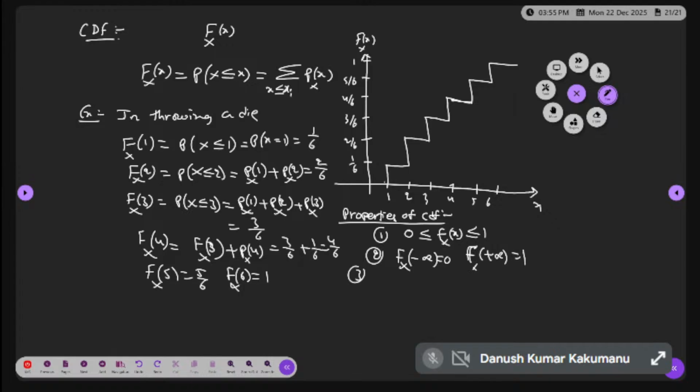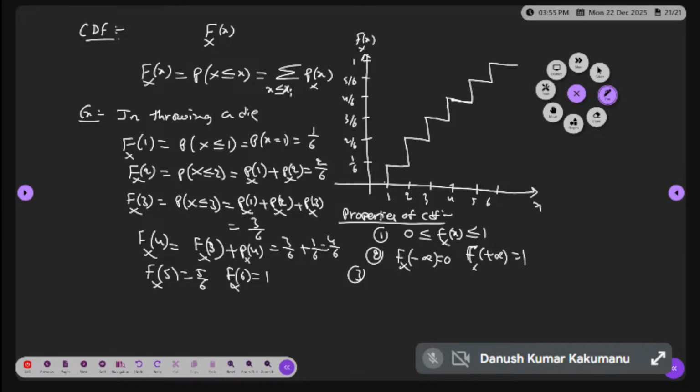How is this graph appearing? Is it increasing or decreasing? It continuously increases only, no fall in the graph. Tell me why there is no fall in the graph. Every time we are adding some probability, yes or no? CDF means what? Sum of all PMFs. Cumulative addition. Every time we are adding some probability.